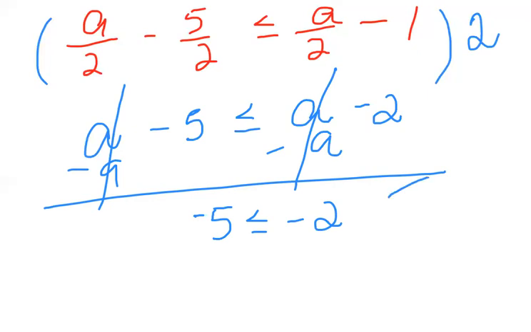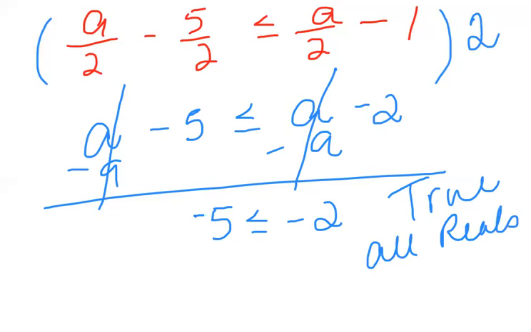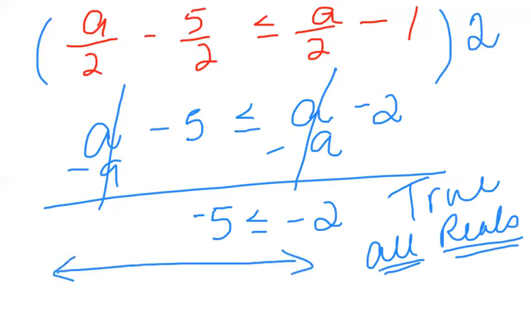This one ends up being a true statement. And because it's a true statement, this means that -5 will always be less than -2. So therefore, the solution set is going to be all reals, guys. All reals, infinitely many solutions. Now, how do we graph this on a number line? If the solution set is all reals, as in every single real value, well, we just go on a number line, guys, and just go ahead and trace over it, and this would be our graph.